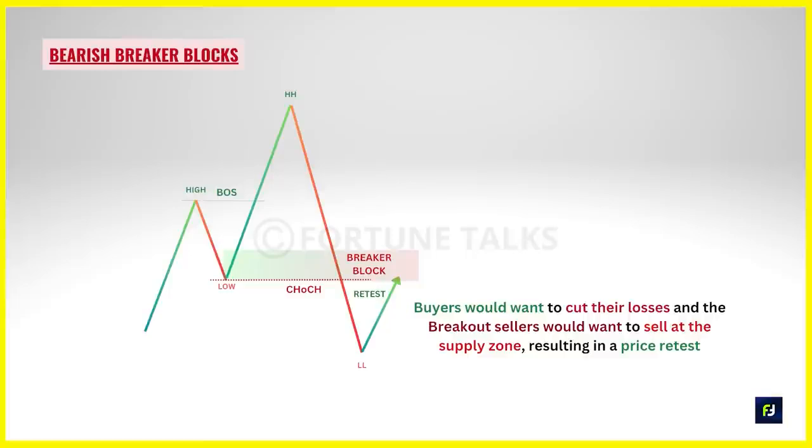So one of the key points here is that a breaker block forms when we have a run of liquidity before a market structure shift.